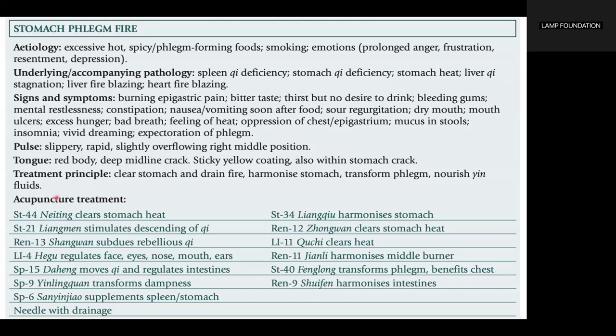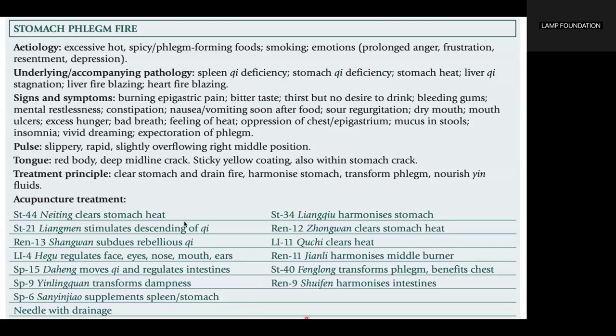Acupuncture treatment: Stomach 44 to clear stomach heat, Stomach 21 to stimulate descending of qi, REN 13 to subdue rebellious qi, LI4 to regulate face, eyes, nose, mouth, ears, Spleen 15 to move qi and regulate intestines, Spleen 9 to transform dampness, Spleen 6 to supplement spleen or stomach, Stomach 34 to harmonize the stomach, REN 12 to clear stomach heat, LI 11 to clear heat, REN 11 to harmonize middle burner, Stomach 40 to transform phlegm and benefit the chest, REN 9 to harmonize intestines.